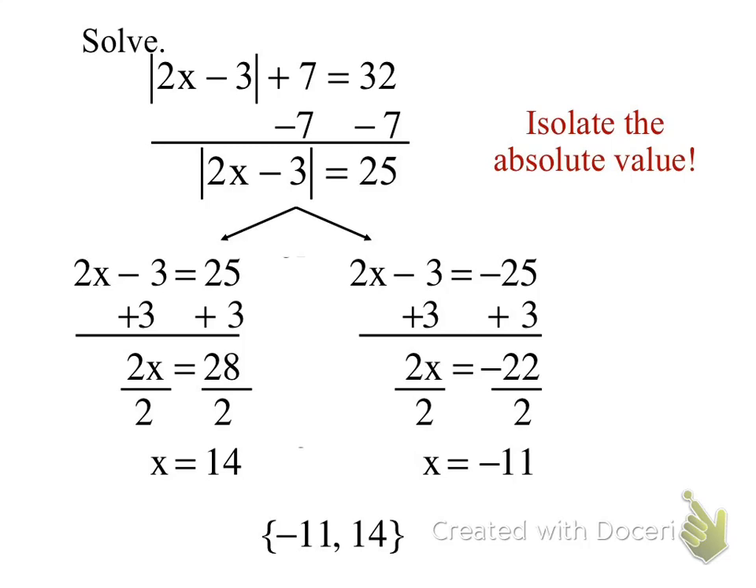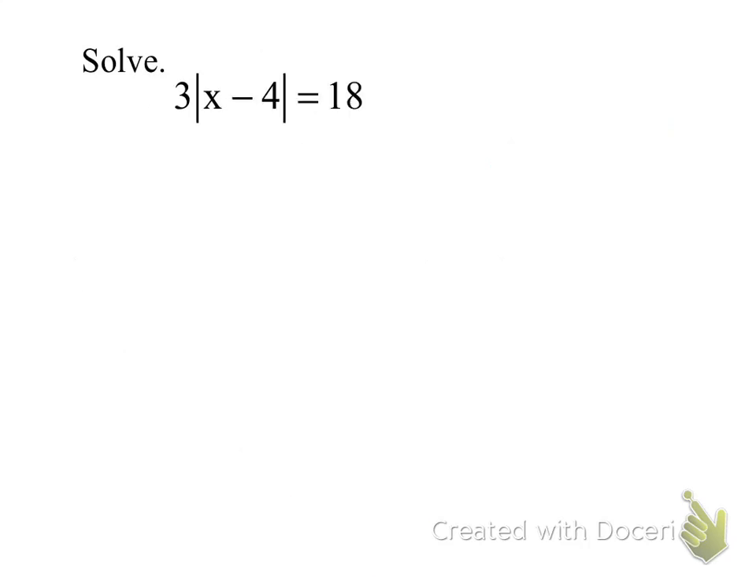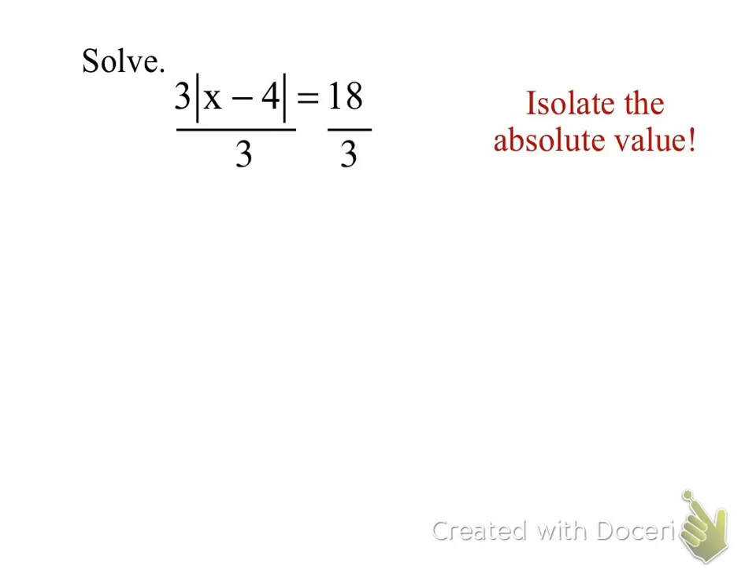Okay, questions at this point? Okay. Moving on. Okay. What do you think we would do first in this situation? Let's go with Alex. Divide everything by 3. Right, because that means 3 times the absolute value. You are going to be dividing everything by 3. Okay? Because we're doing the inverse operation to get the absolute value alone. And then we're left with x minus 4 is equal to 6.